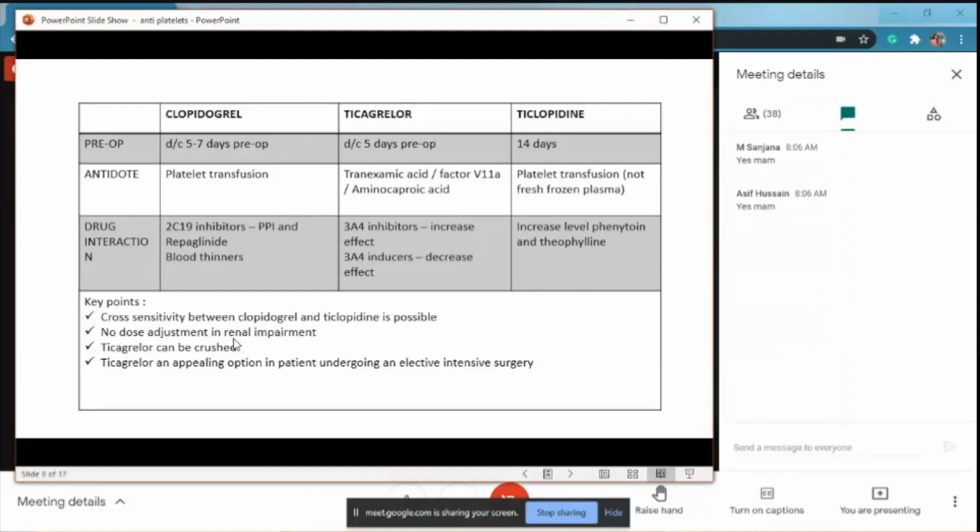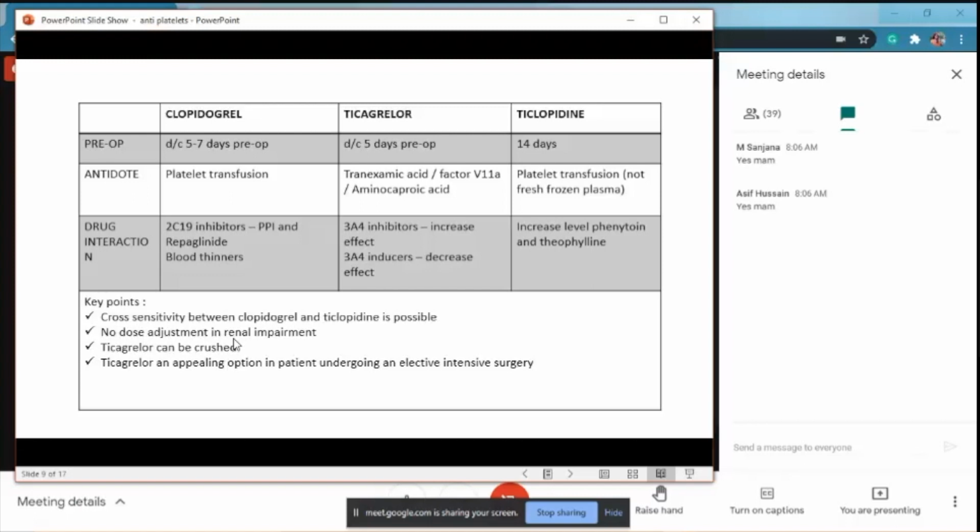Now let's have a look at how we manage the pre-op. It's similar to aspirin here, clopidogrel. We have to discontinue 5 to 7 days pre-operative. Again, we have to consider the high risk of thrombosis. If the patient has a high risk of thrombosis, we have to continue the medication. We cannot stop. Aspirin was the same, right? 5 to 7 days, but if it is high risk of bleeding, 10 days, right? So here again, it's 5 to 7 days pre-op.